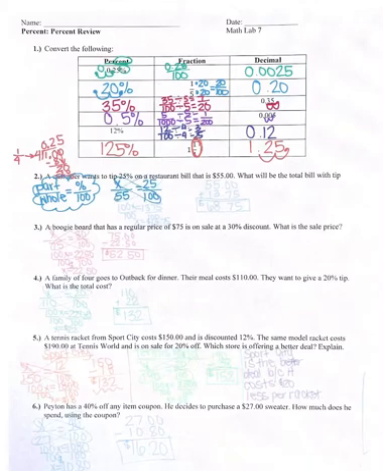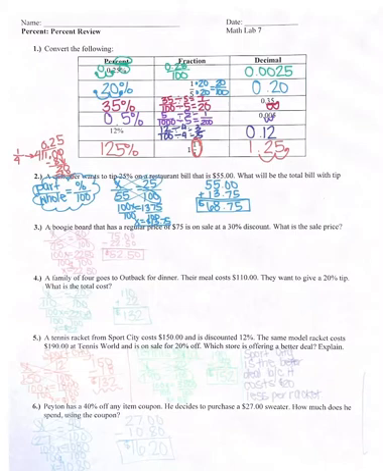Cross multiply. 55 times 25 is 1,375 equals 100x. Divided by 100, divided by 100, we get x equals $13.75. But now this amount is just the tip. So what we need to do is do 55 plus 13.75. And that gets us 68.75. And that's our final answer.